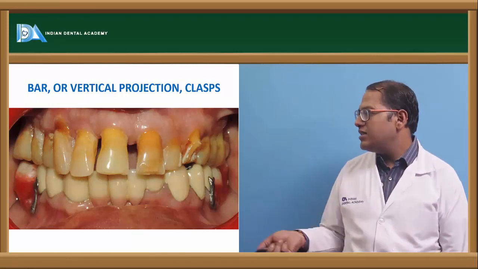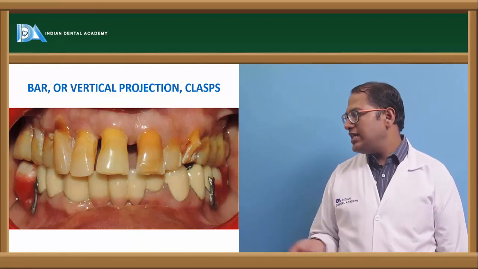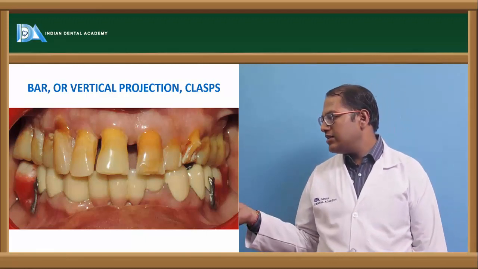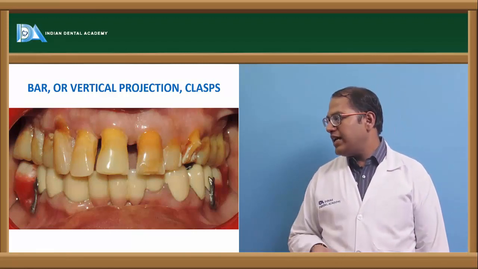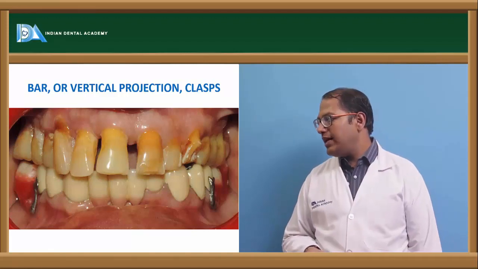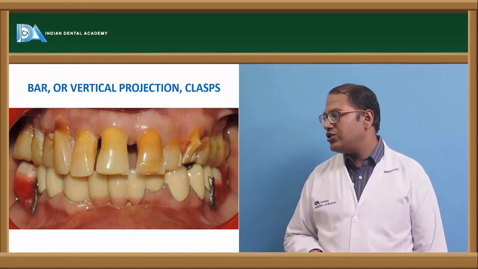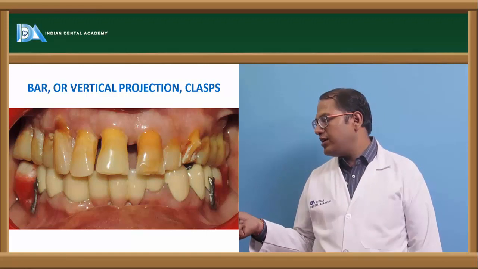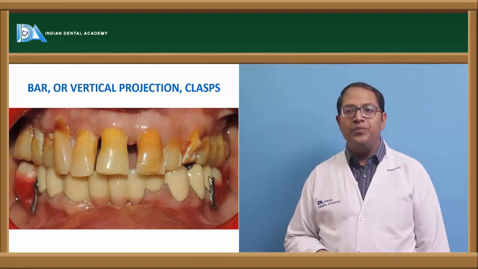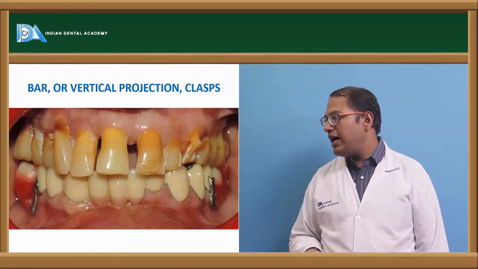Now, this is a bar, or vertical projecting, clasp. We can see it in the end areas of the posterior, in the case of a Kennedy's class 1 situation, a bilateral edentulous posterior region, where we do not have any soft tissue undercut as well. In those cases we can use a bar clasp.